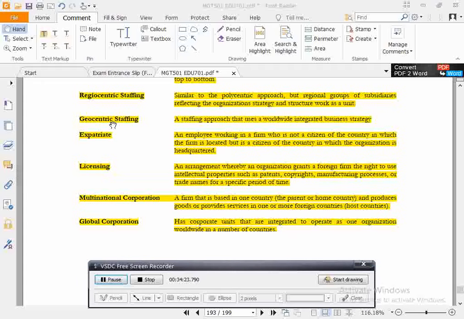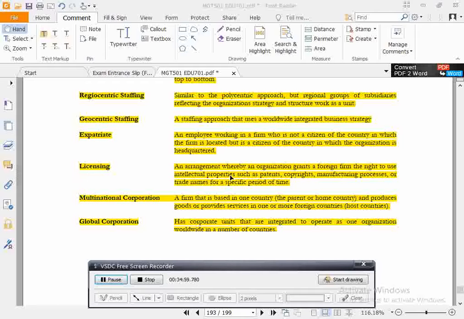Geocentric staffing, a staffing approach that uses expertise of a worldwide integrated business strategy. Expatriate: an employee working in a firm who is not a citizen of the country in which the firm is located, but a citizen of the country in which the organization is headquartered.